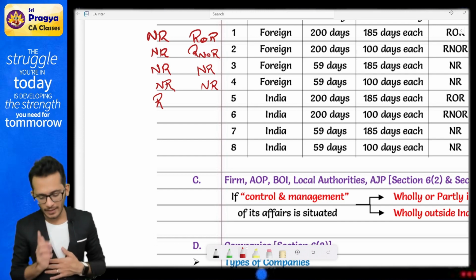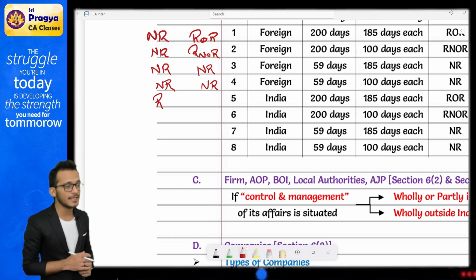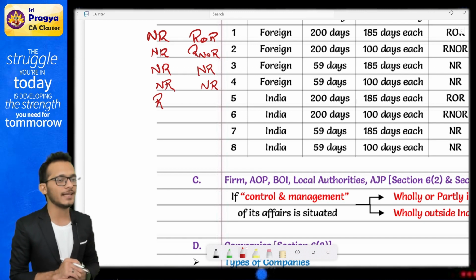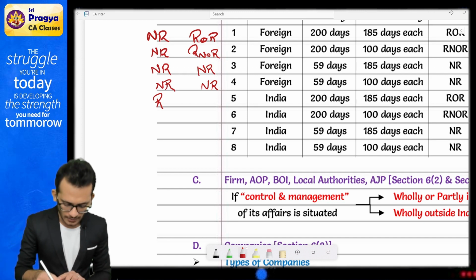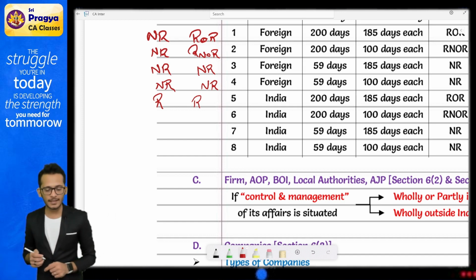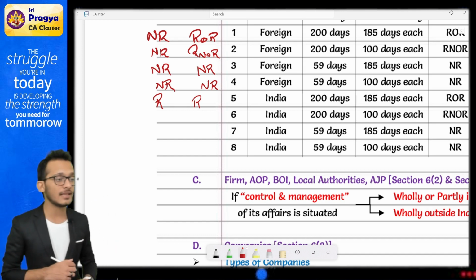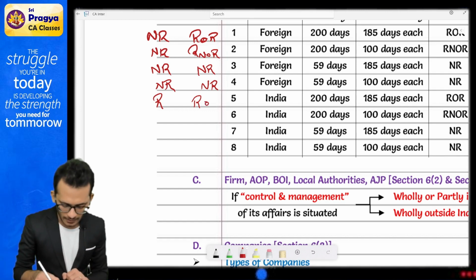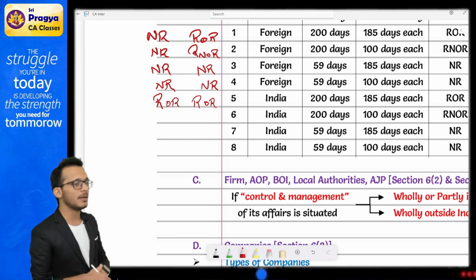I am going back to my Karta. My Karta is telling me that, sir, I have stayed in India for 200 days. If I am staying in India for 200 days, which means I am R. Now, if Karta is R, Karta has to be split into ROR, RNOR. I am looking at Karta. Karta is telling me that in the last 7 years I was there for 185 days, which means Karta has now become ROR. The moment Karta has become ROR, HUF will automatically become ROR. Can HUF become RNOR? Not possible.